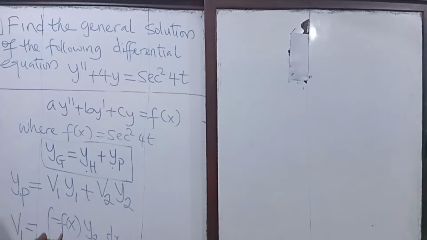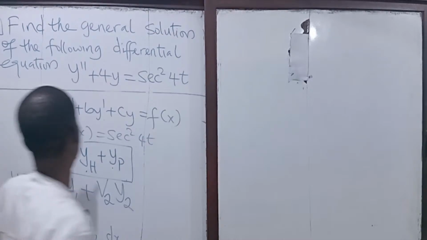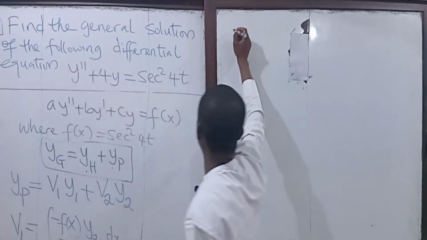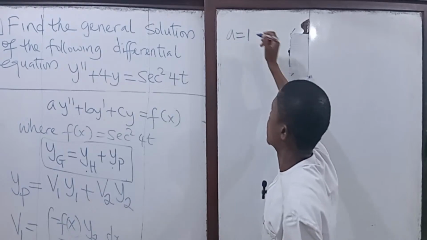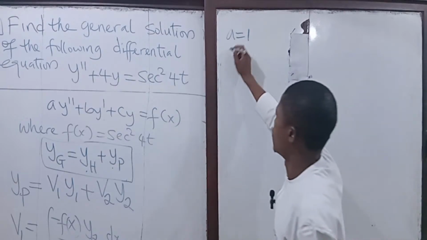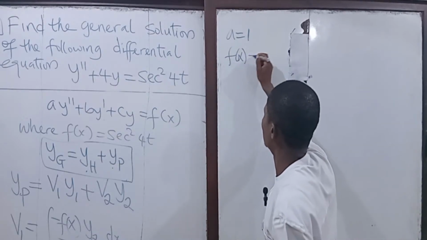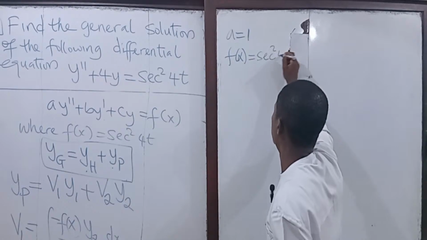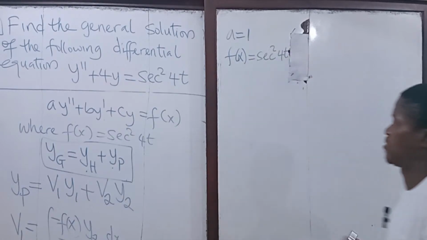Your v1 has this formula: minus f of x times y2 dx over a times the Wronskian of your auxiliary solution y1, y2. The a in this question, the attachment to your second differential, is 1. And f of x in this question is sec square 2t. That's your f of x.